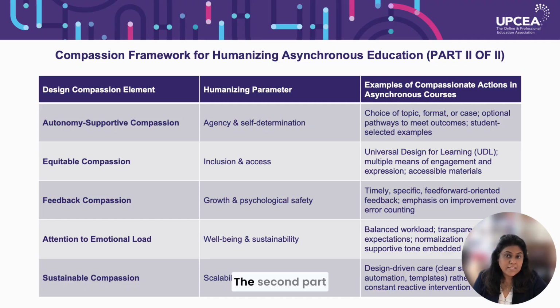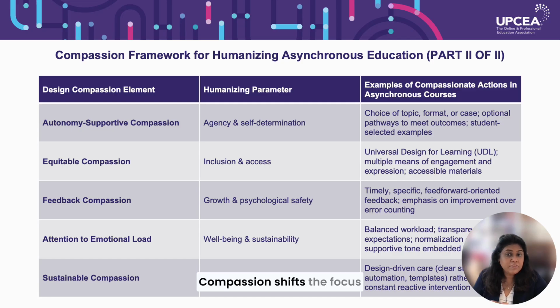In continuation, the second part of the framework builds on structure and clarity by expanding into a fuller range of human needs in asynchronous learning. Here, compassion is designed through agency and choice, equitable access, growth-oriented feedback, attention to emotional load, and sustainability for both learners and faculty. Autonomy-supportive and equitable compassion gives students meaningful ways to engage and express learning.